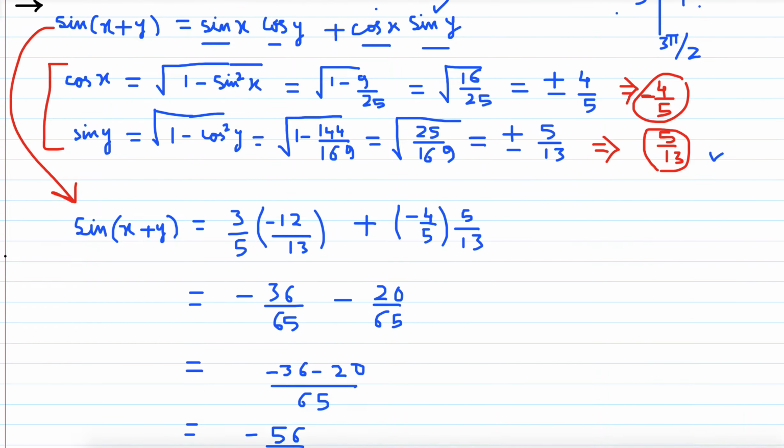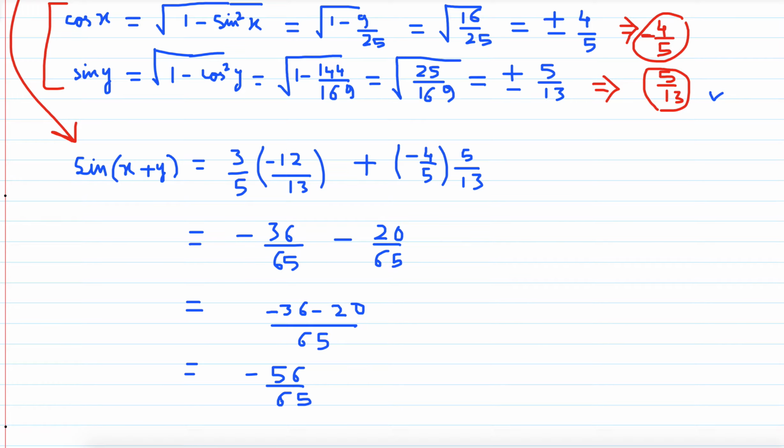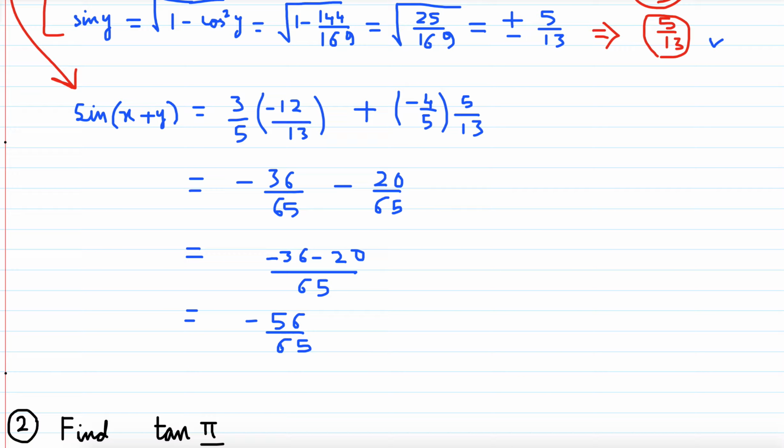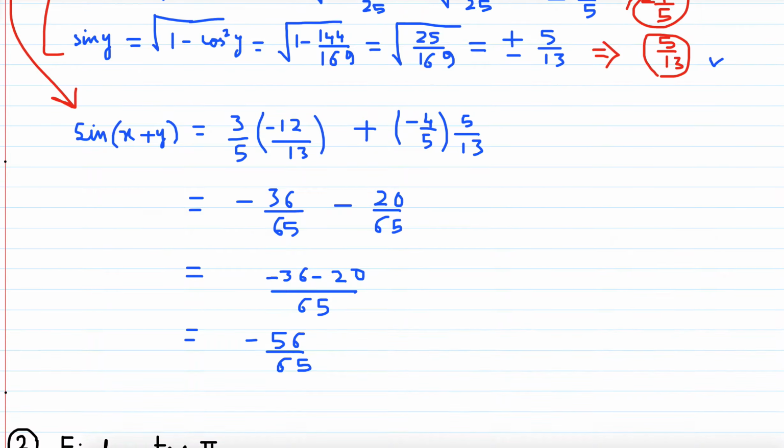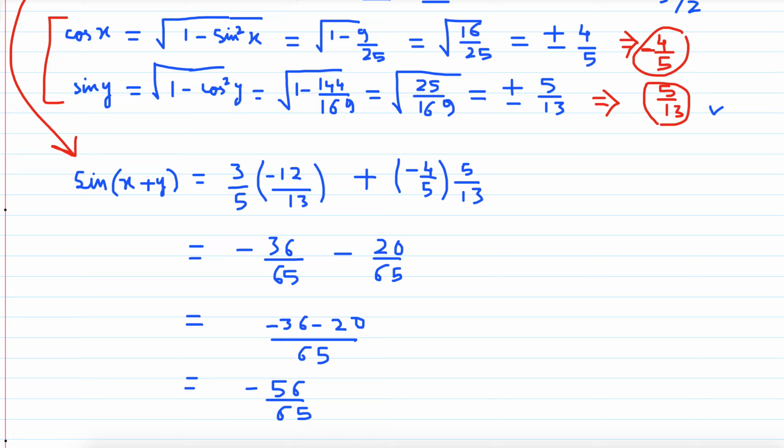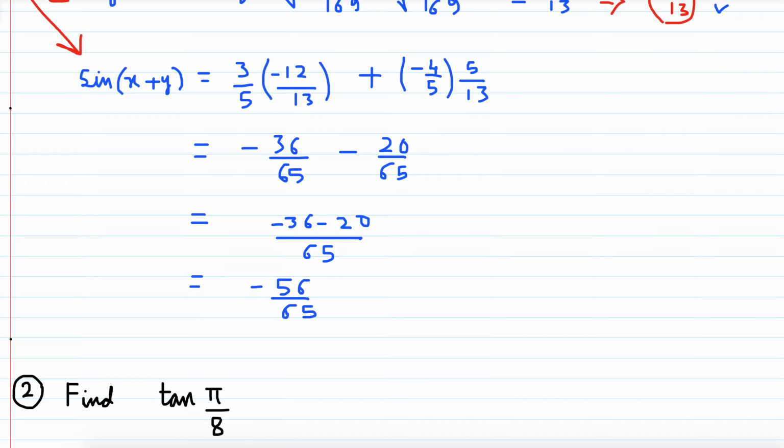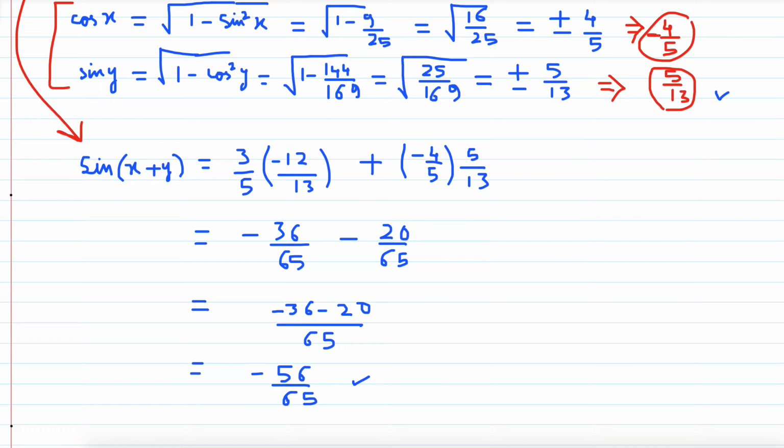Just to make sure that this value is correct, one quick check: we can see that 56 by 65, its magnitude is less than 1, and we know that sine and cos always take values from minus 1 to plus 1. So this value lies between that range. So this quickly we can check, and it's negative.